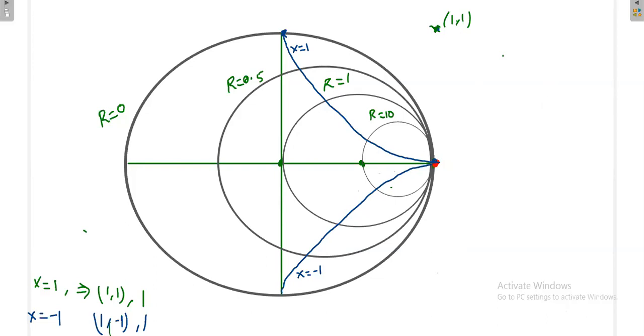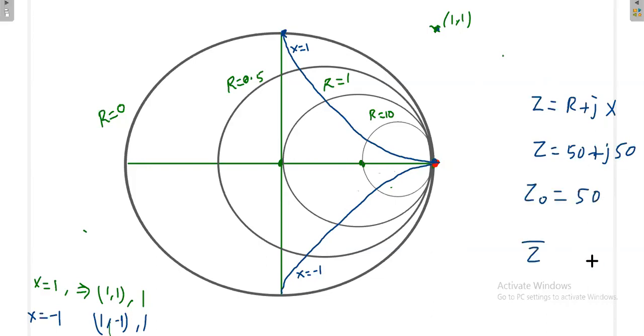See, when z is equal to r plus jx, say for example, in some case the impedance could be 50 plus j 15, and the characteristic impedance is given as 50. Then what will you write after normalizing? You will write 1 plus j 1. That is what comes. So where do you mention this 1? r is equal to 1 circle. What is this 1? r is equal to 1 circle. What is this 1? x is equal to 1.